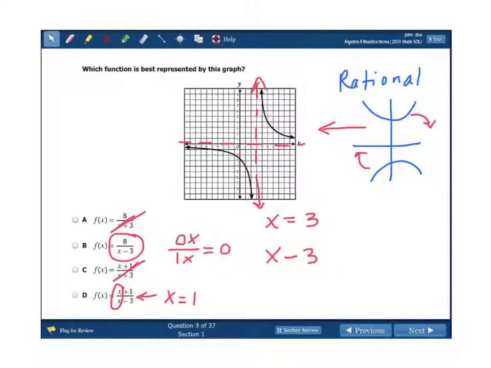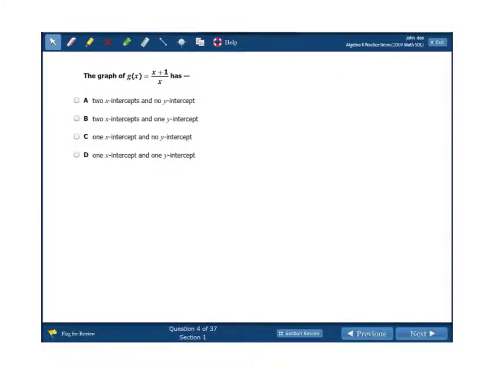Next one. The graph of g of x equals x plus 1 over x has 2 x-intercepts and no y-intercept, 2 x-intercepts and 1 y-intercept. So this is definitely a graphing question. Now, I should think about this while I'm actually working and not do these questions before I get to them, but I am going to go ahead and break out my graphing calculator. Hopefully you have yours handy as well. And if you don't, keep in mind that there are quite a few free graphing calculator apps that you can find online if you have a device.